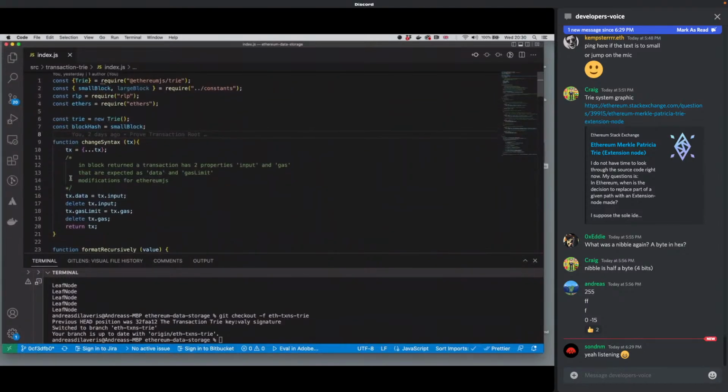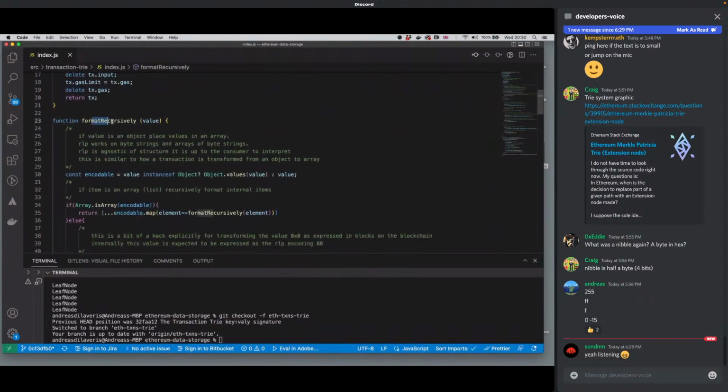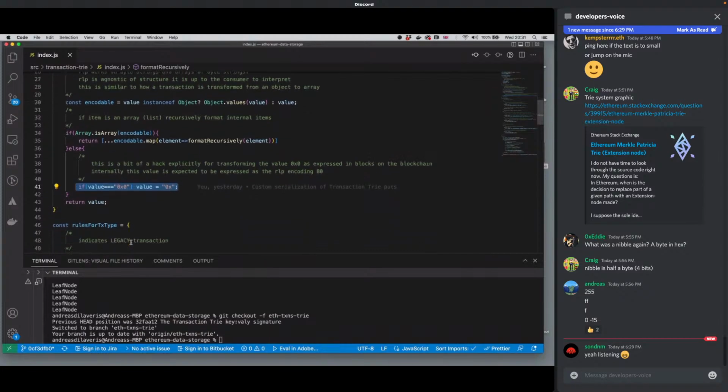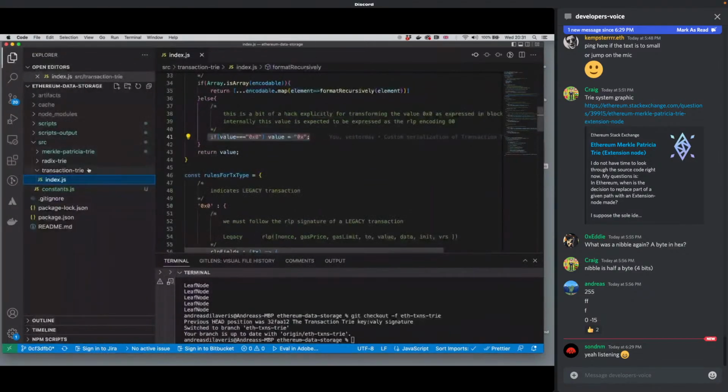First of all, we're using the change syntax. We have to do some recursive formatting because one, we have to account for that quirk. So we have to change that value when we need to, and also because transaction type 1, which I think is called the access list transaction type.